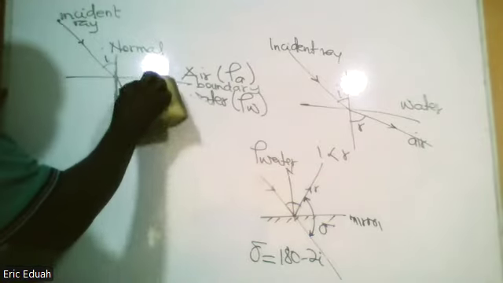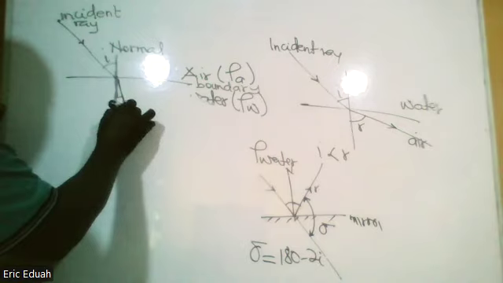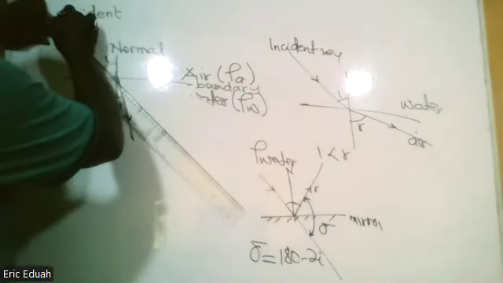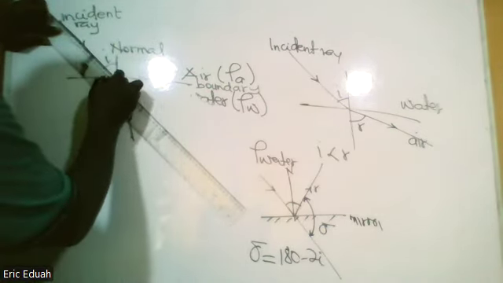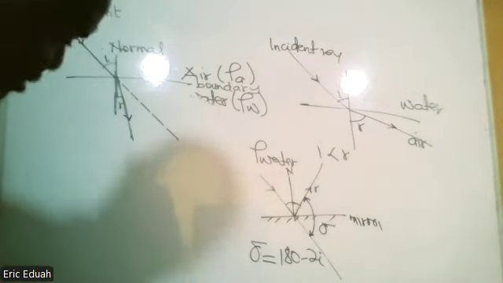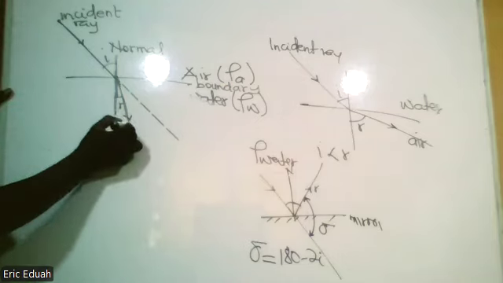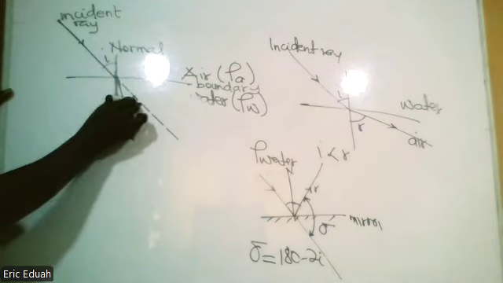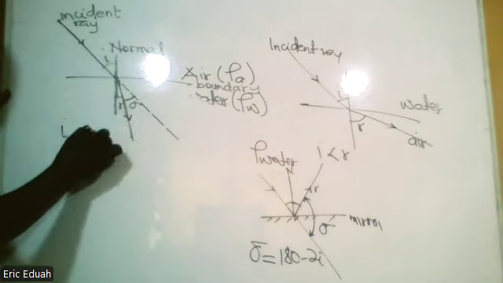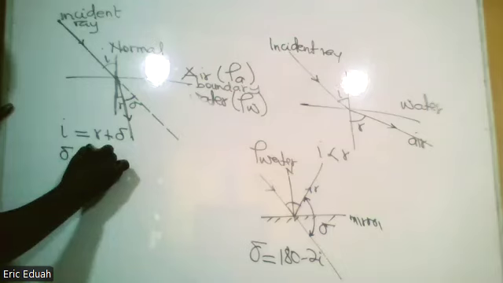Angle of deviation under refraction of light. So this is the refracted ray. The incident ray is expected to go straight, but due to the difference in densities of the two media, its path changes. This angle here becomes the angle of deviation. By vertically opposite angles, we can see that I must be equal to R plus sigma. When you make sigma the subject, sigma is equal to I minus R.